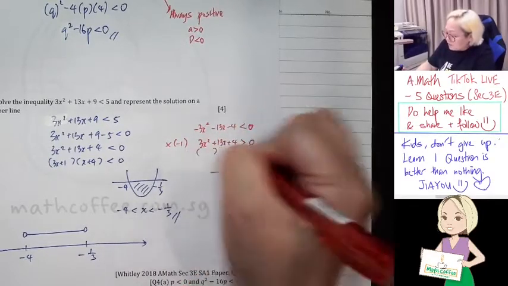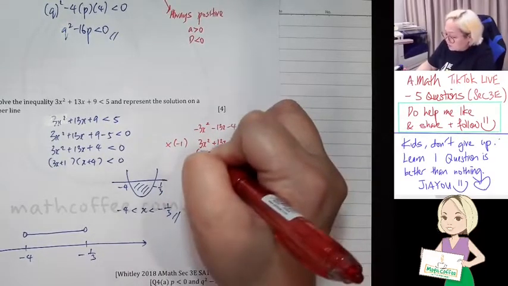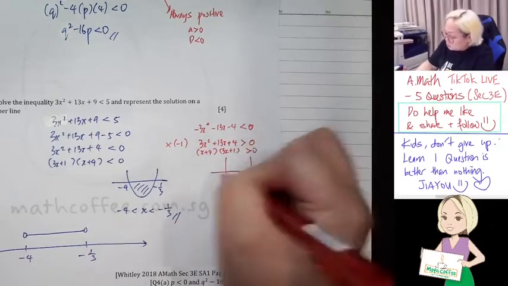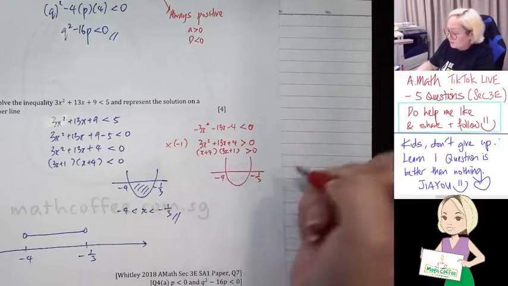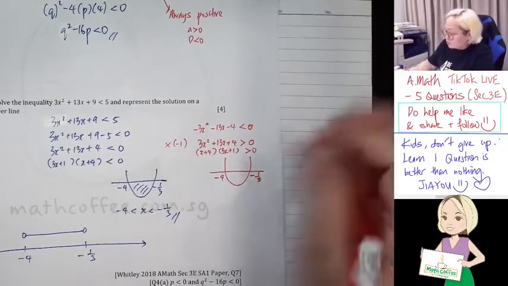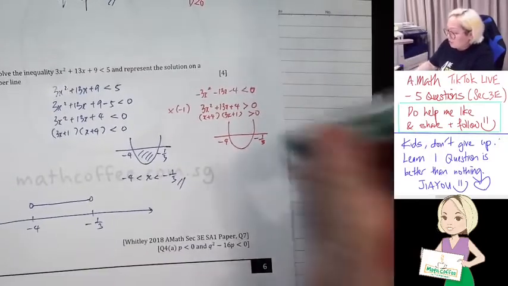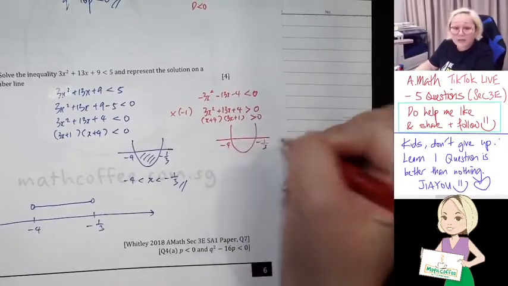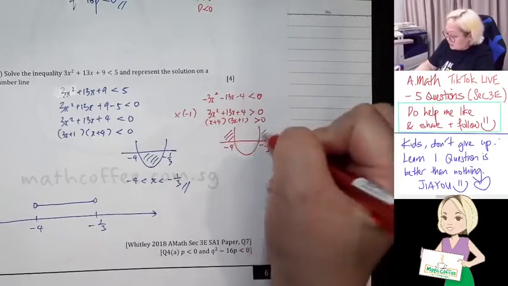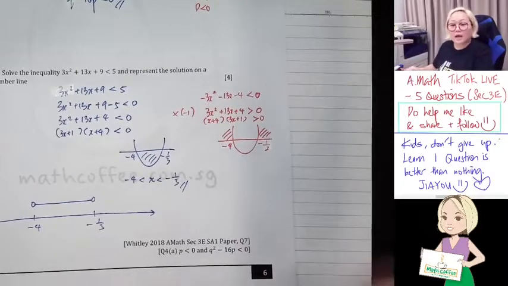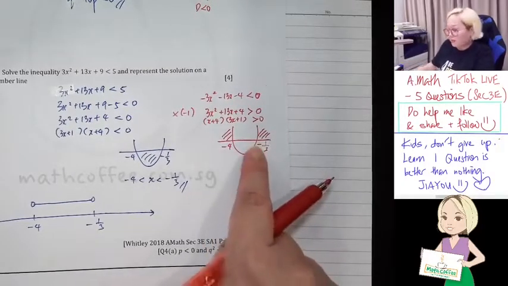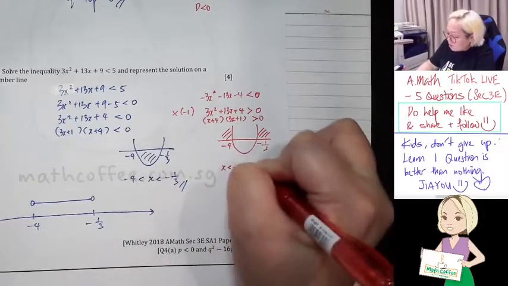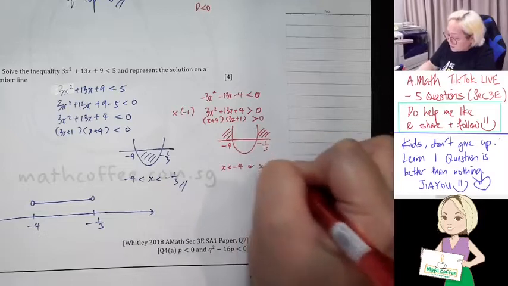When I factorize, it's actually the same: x plus 4, 3x plus 1 more than 0. So I have -4 and -1/3. But take note, this one is no longer less than 0, so you don't shade the bottom. You should be shading here. When you shade these two corners, it means x is less than -4 or x is more than -1/3.